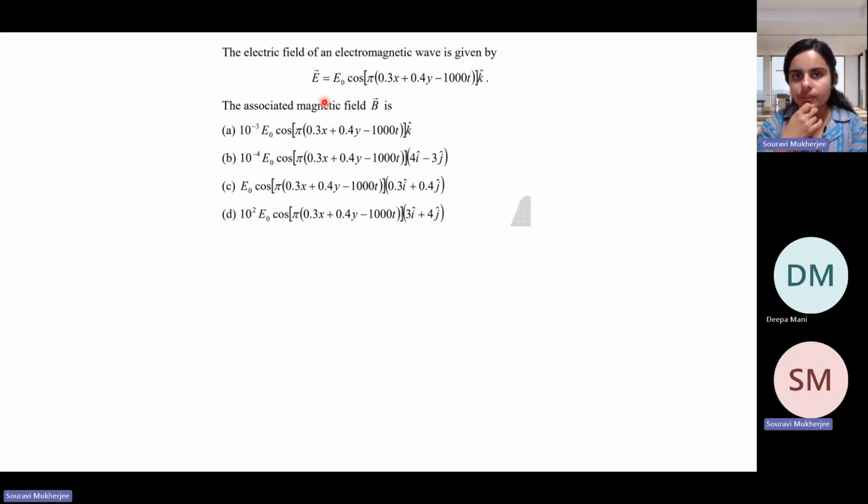So for an electromagnetic wave, how are the electric field and magnetic field related? This is something we have just discussed, one or two slides back. Any idea?